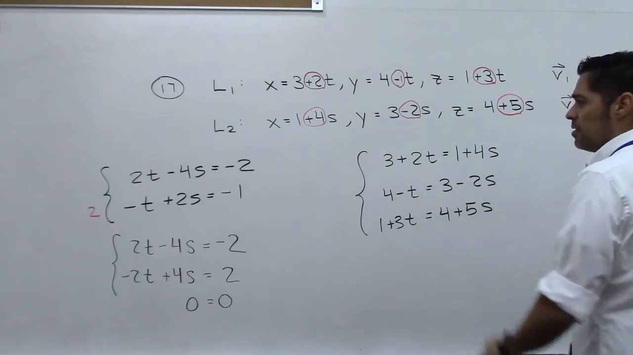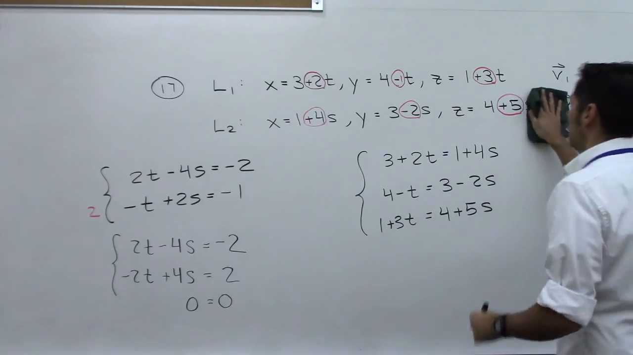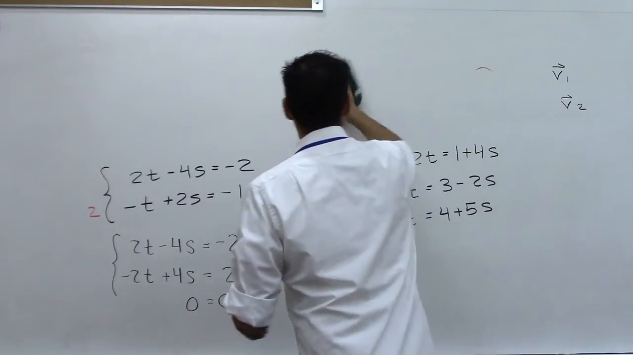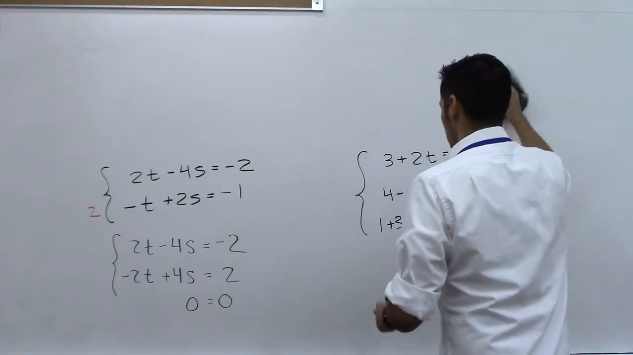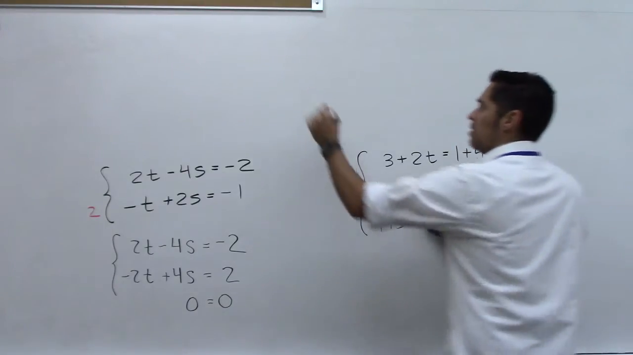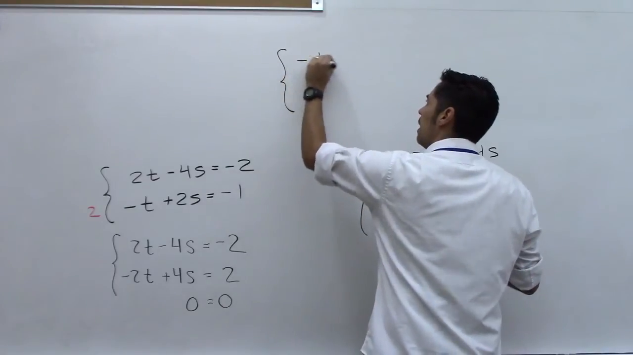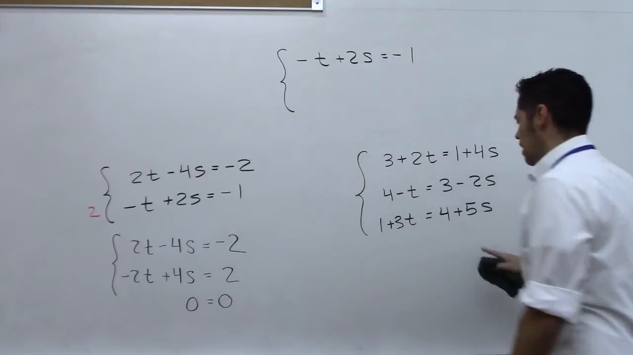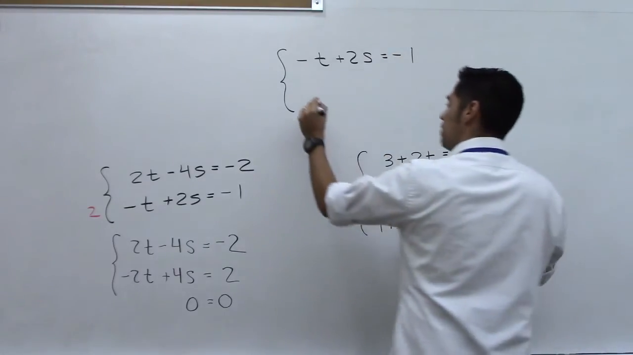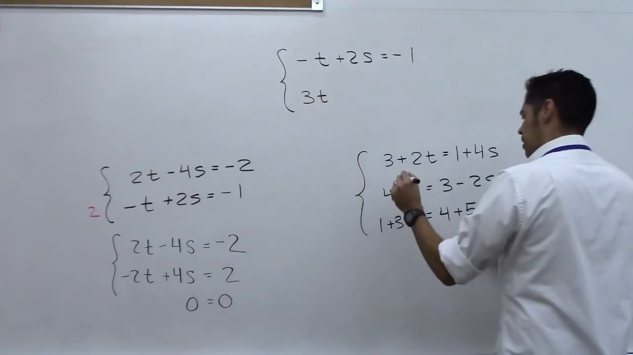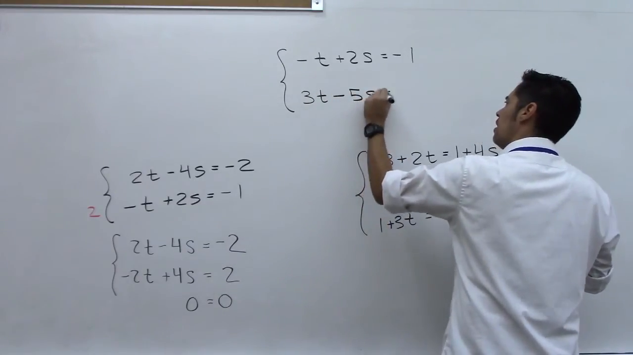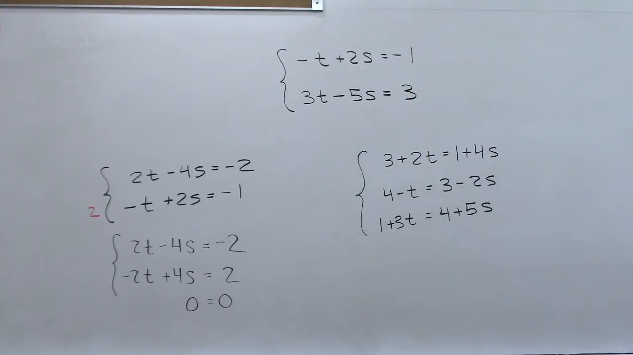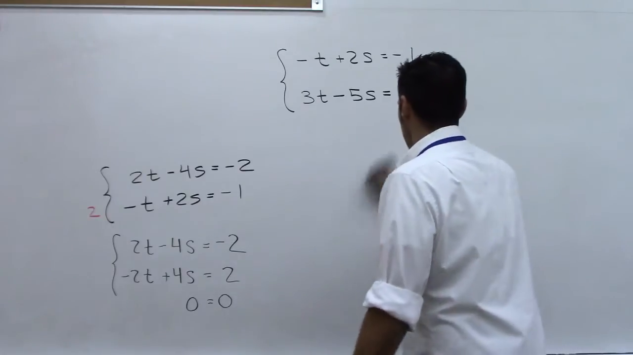Now let's try and rewrite this again. You know what? I don't need this anymore. So let's take this equation, the second one, which we already had simplified over there, brought everything over. Negative t plus 2s equals negative 1. And then I'm going to do the same thing for this one. So 3t, and then I'm going to bring over the 5s, so minus 5s equals, and then I'm going to bring the 1 over here, so 3. And let me do the same thing. I'm going to try and solve that.